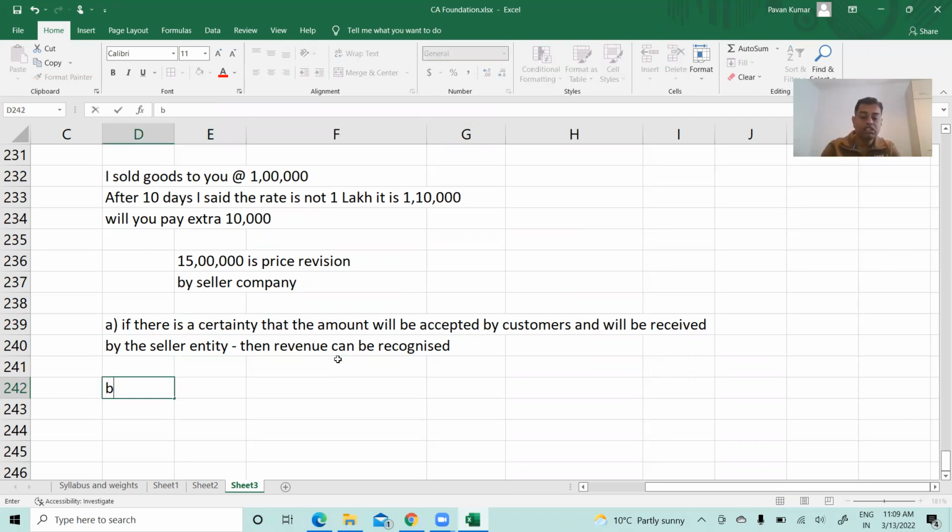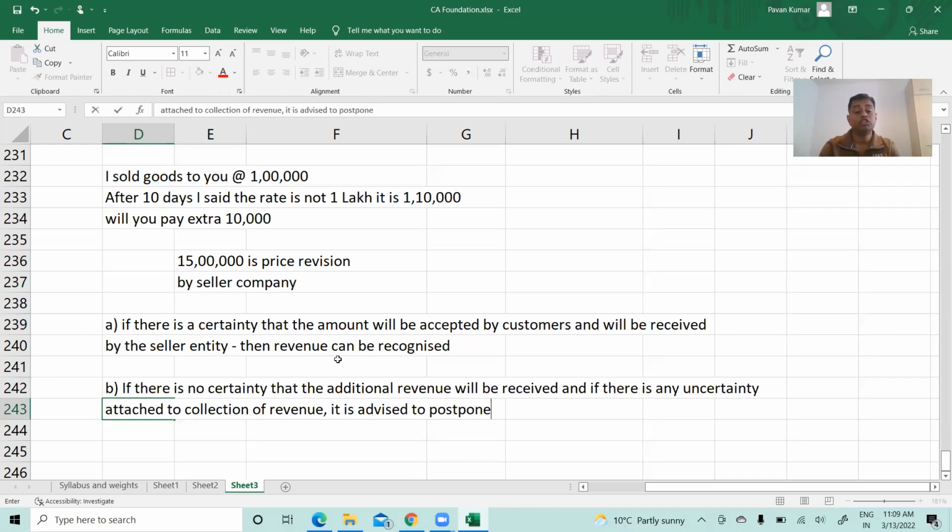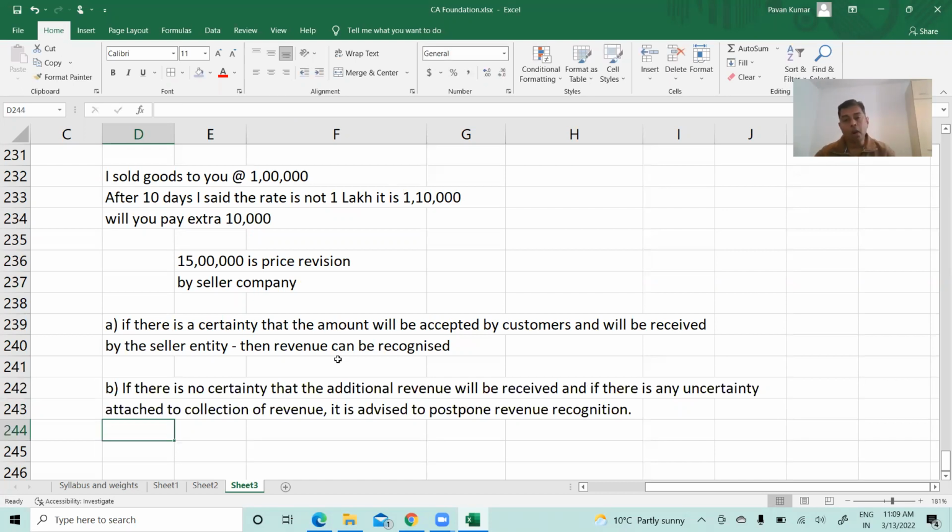So what is part B of the answer? If there is no certainty that the additional revenue will be received, and there is uncertainty attached to collection of revenue, it is better to postpone. It is advised to postpone revenue recognition. That's all.